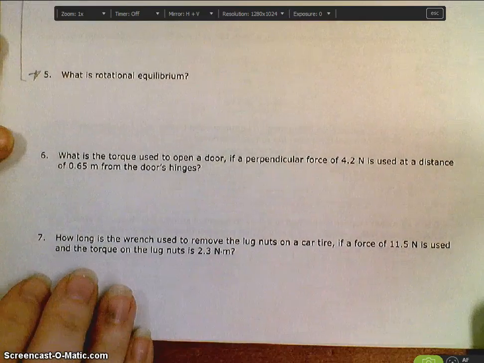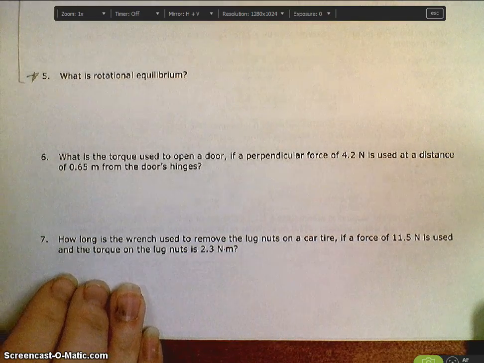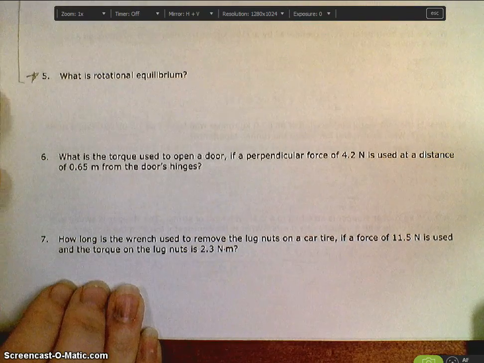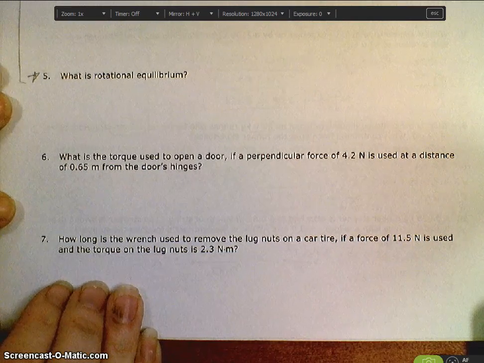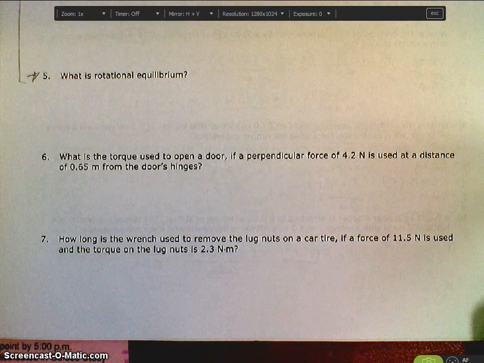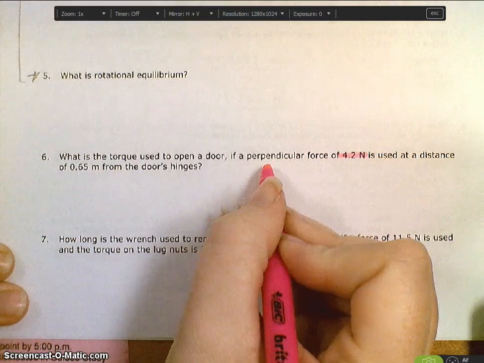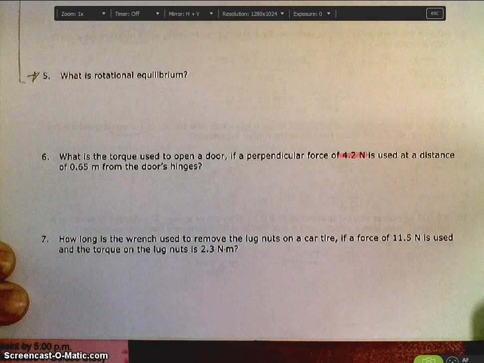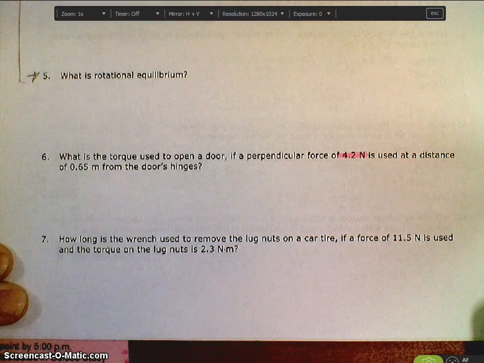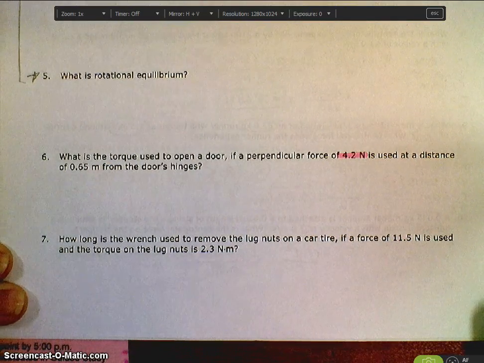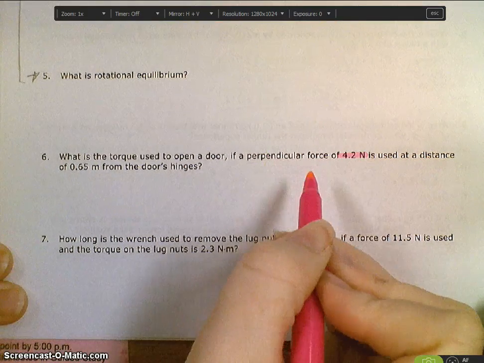So starting with number 6, one of the reasons I really like torque is it's very, very simple. We're back to a 3-variable equation. So in your question here, it is asking you for torque used to open a door. Given that you've got a perpendicular force, don't worry about that word perpendicular. For CP physics, we always use a perpendicular force. I'm not sure if they do the same in honors. I'm sure that in AP physics they would use angled forces, but we're going to keep it always perpendicular, so don't worry about that word.